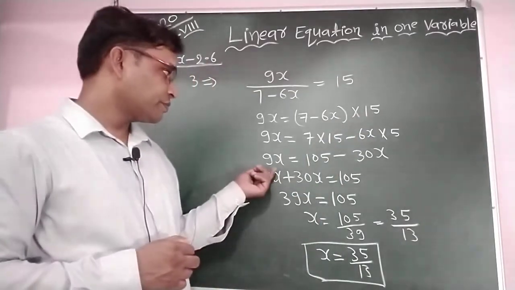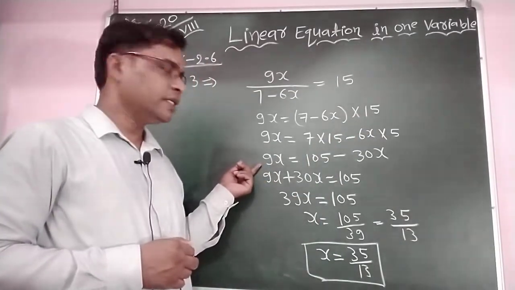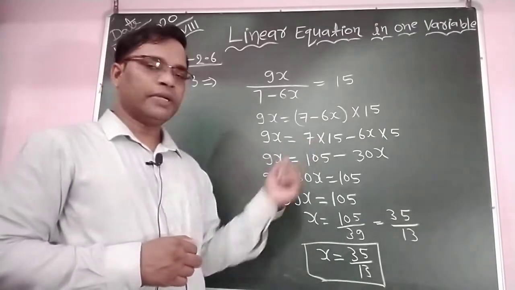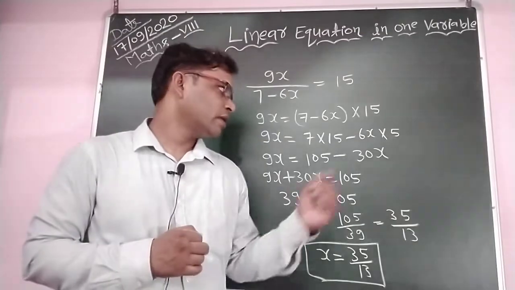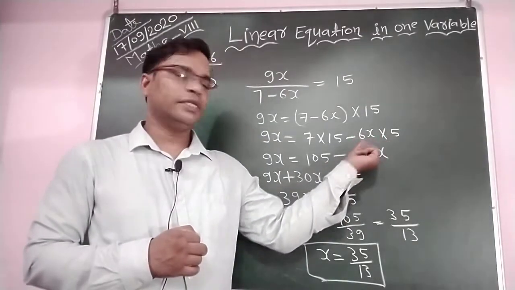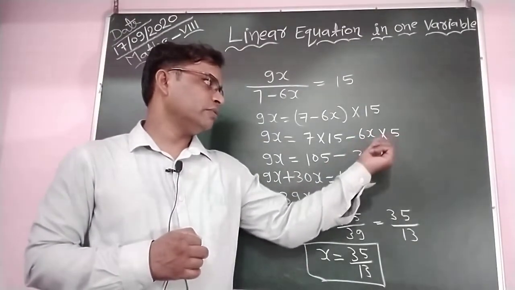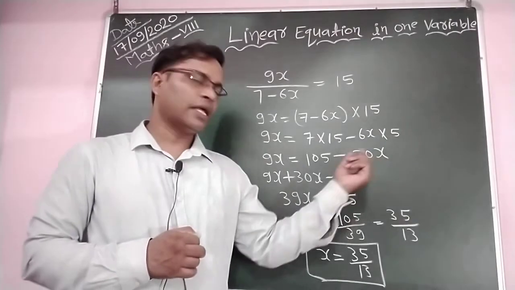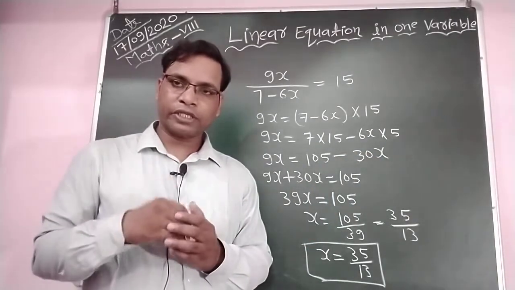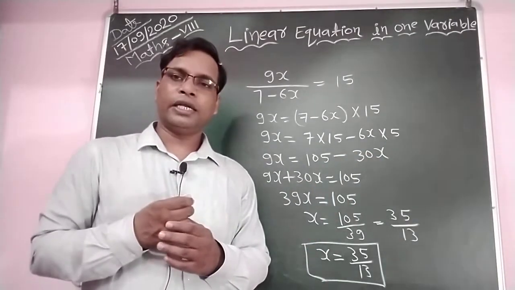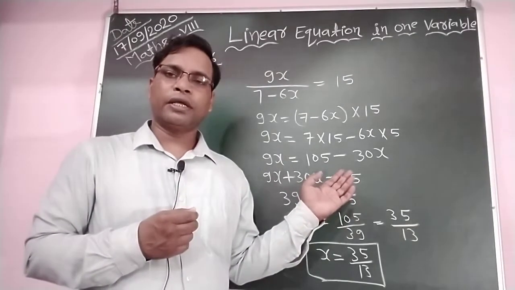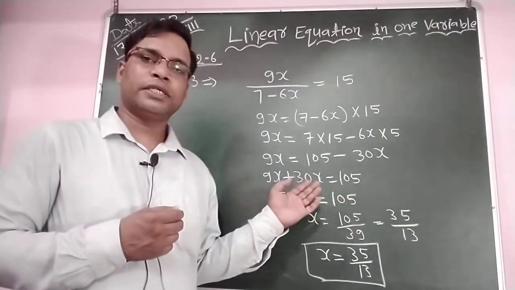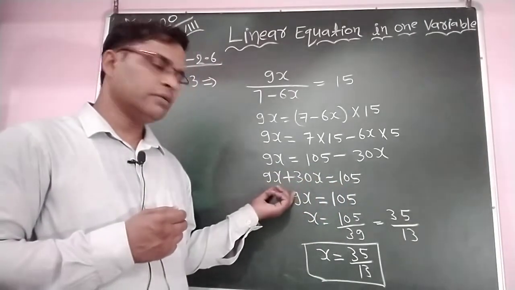But in the left hand side nothing but 9x. So when you multiply 7 into 15, then you obtain 105, and here this is minus 6 into 5, we have 30x. After this we transpose this 30x to the left hand side. Here you can see this 30x is minus. When you transpose this 30x to the left hand side, then it becomes plus.